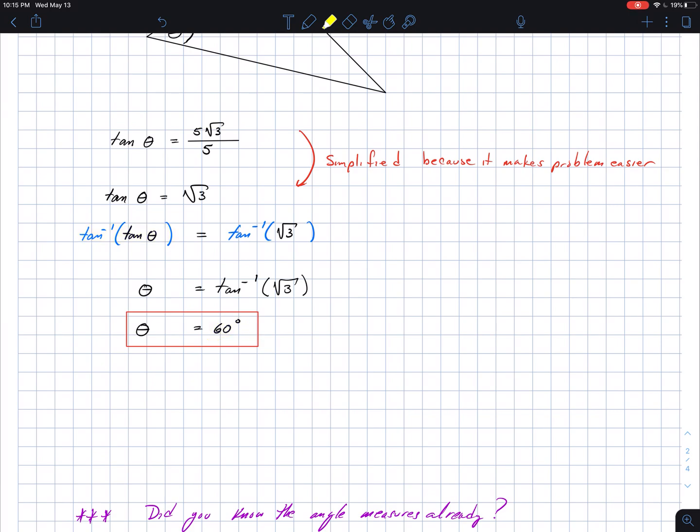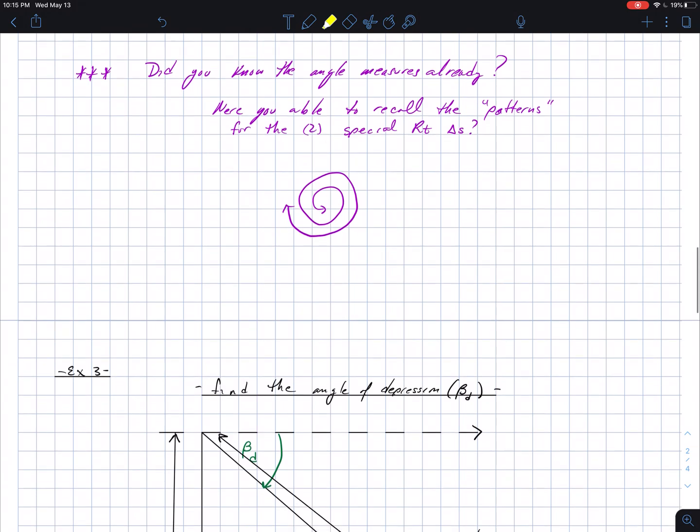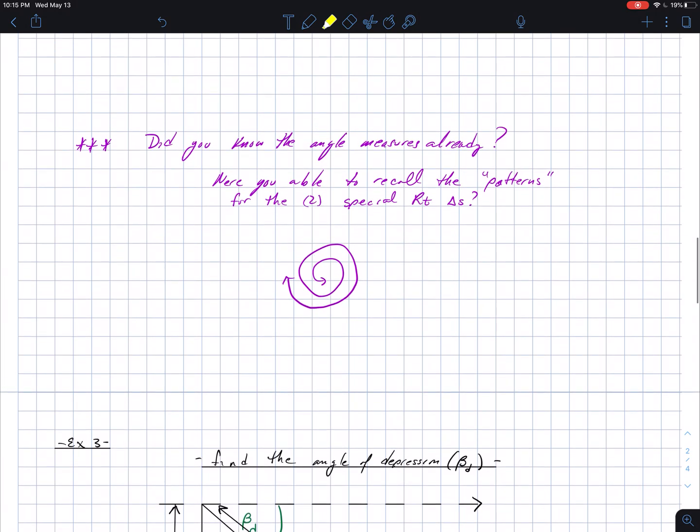Okay? Now, did you know the angle measures already? Were you able to recall the patterns for the two special right triangles? And just as a reminder, we are spiral learning. Woohoo! Spiral! Okay, that was enough of that.